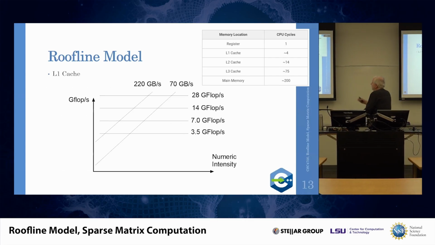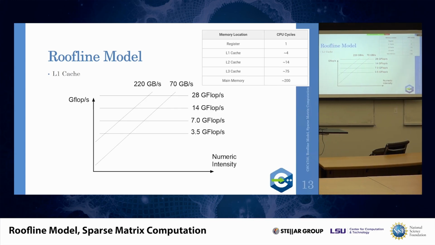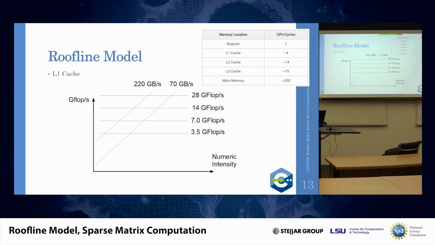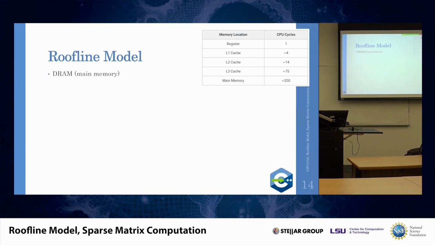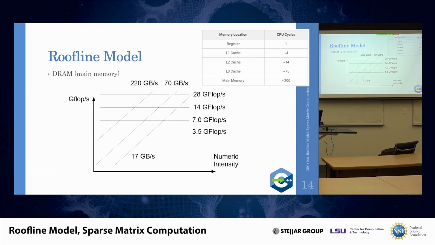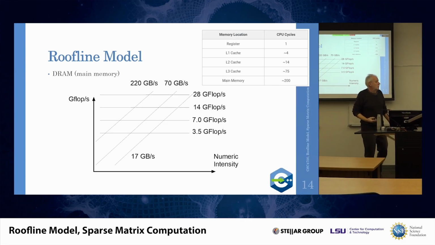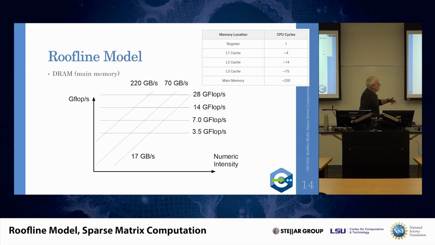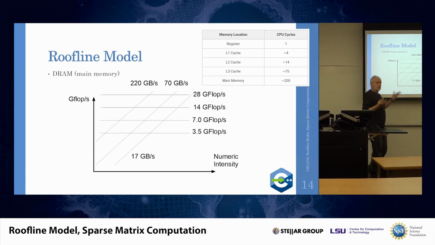Okay, so if we draw these additional lines, bandwidth, on our roofline model, we see, just as an example, for level 1 cache, we get another sloped bandwidth graph here. And if we add the main memory to it, you see that it's way lower in terms of achievable bandwidth.